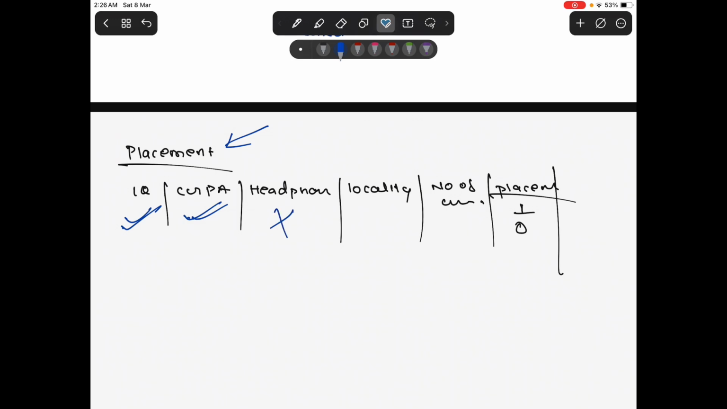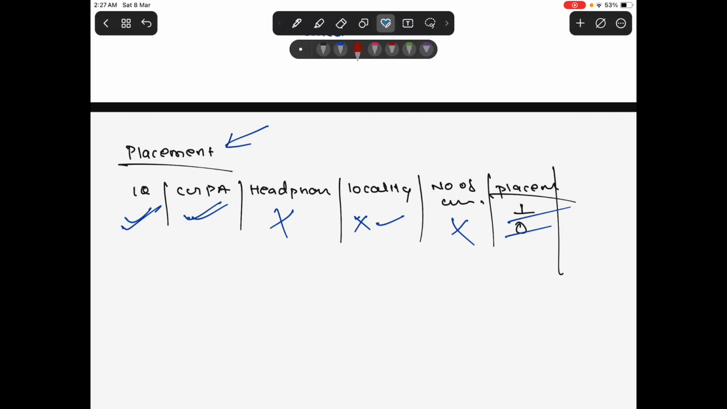Locality. It is like a 40 or 60% chance that the company that came for selection is from the same locality where the student belongs. This may matter or may not matter to some company, depending upon the company, or if there is a work from home option. So let's take it as matters or doesn't matter. Number of chairs obviously doesn't matter. And this is the placement column, whether the student is placed or not placed.